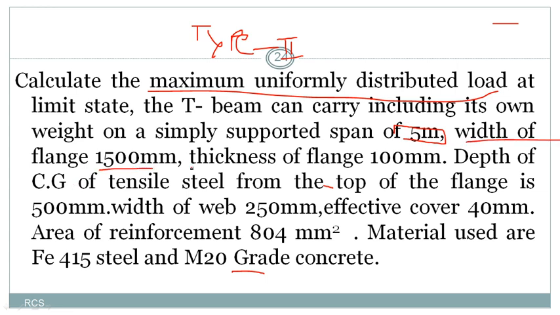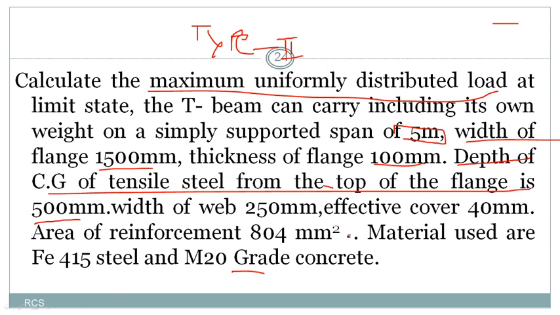and then they have given the width of the flange as 1500 mm, thickness of the flange is 100 mm, depth of the CG of tensile steel from top of the flange is 500 mm. So you should know the meaning of depth of CG of tensile steel from top of the flange. It is nothing but the effective depth of the T-beam. So the effective depth of the T-beam is defined as the depth from the topmost fiber of the flange to the centroid of the tensile steel. That depth is called effective depth.